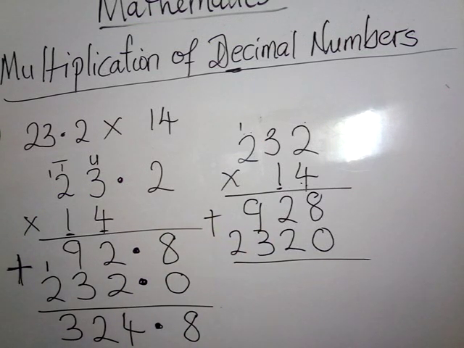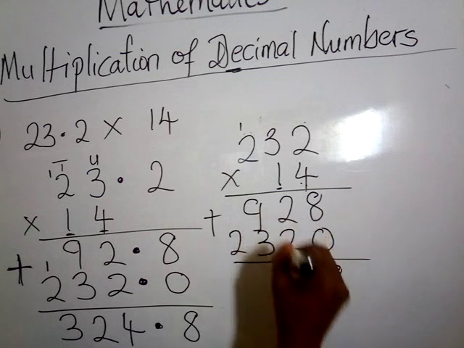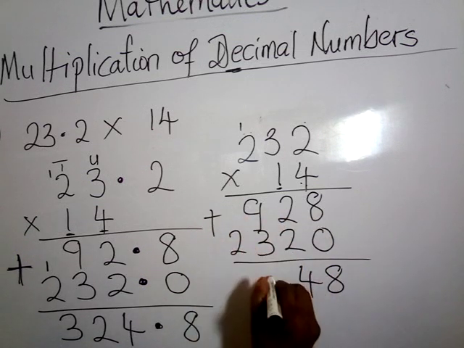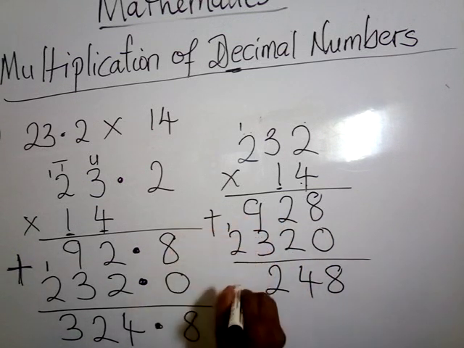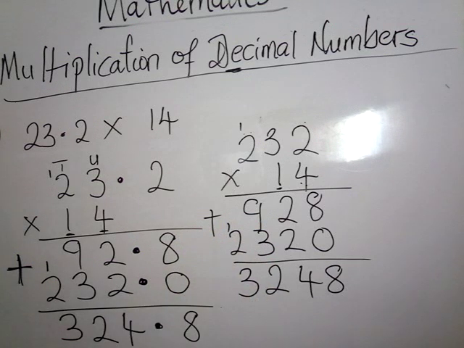Okay, so let's add. 8 plus 0 is 8, 2 plus 2 is 4, 9 plus 3 gives us 12. You bring 1 here, 1 plus 2 gives us 3. So we have this answer. Now what do we do?